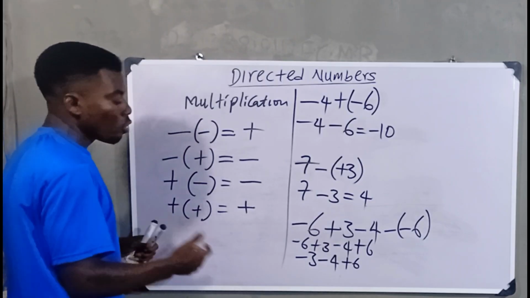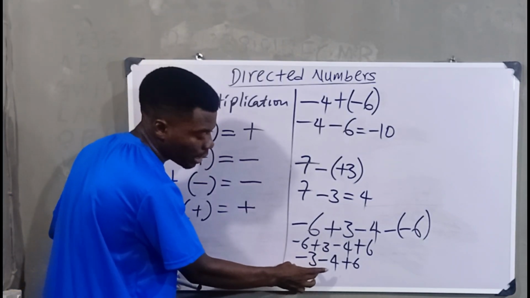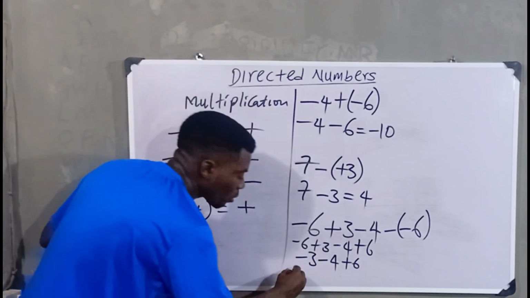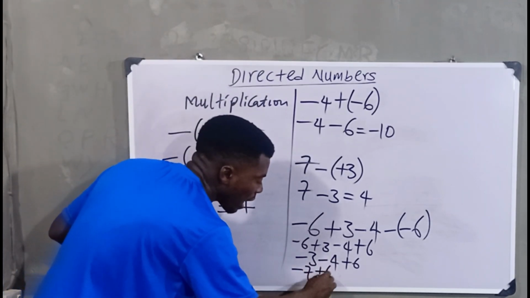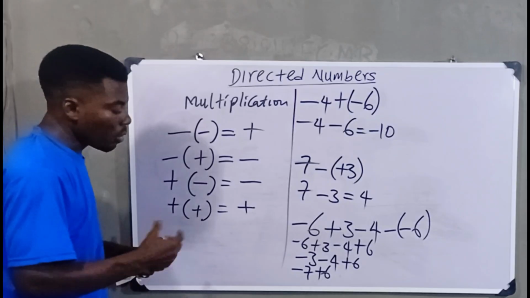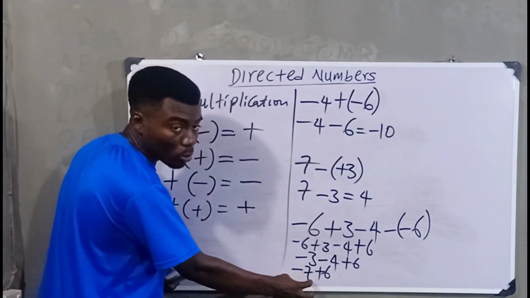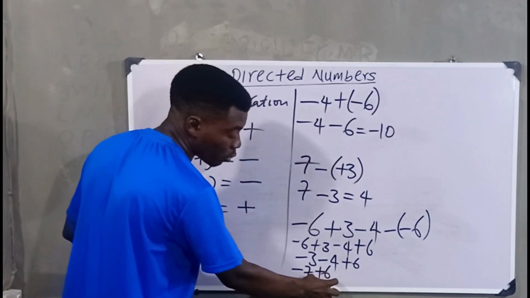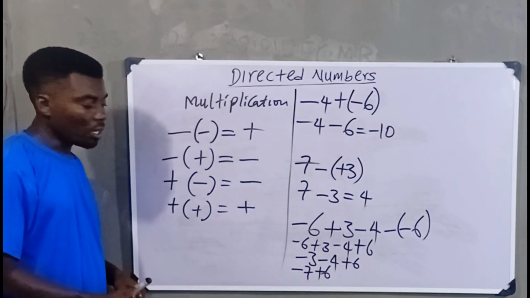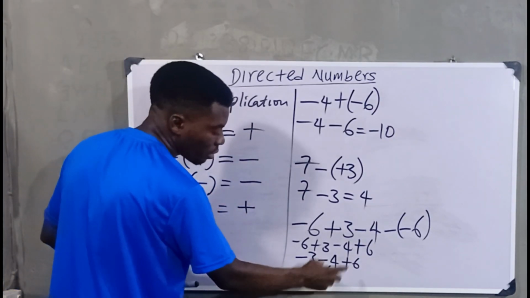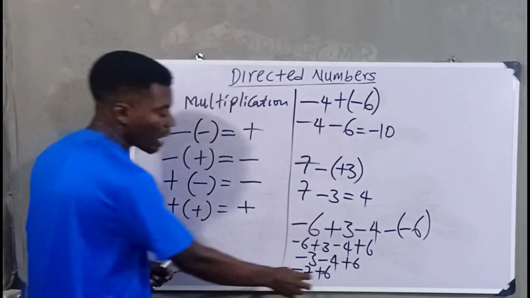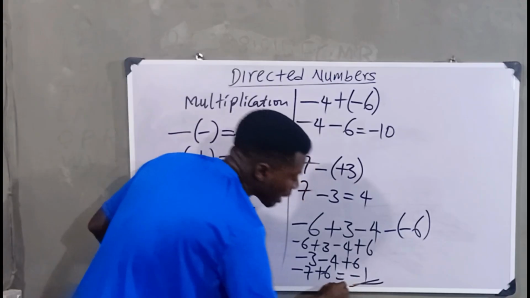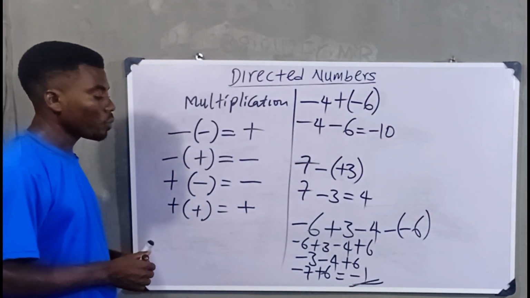So you are owing someone 3 and you are owing another 4. That becomes a total of 7 that you are owing, and you have 6. So right now you are owing a total of 7 and the total amount you have with you is 6. So minus 7 plus 6, you are owing 7 and you have 6. When you pay, you will be owing 1, and that becomes the answer.